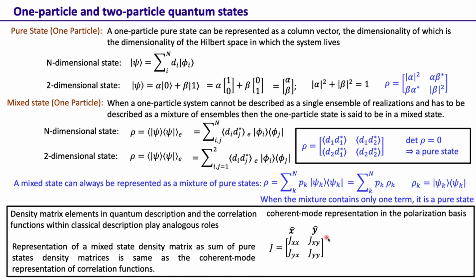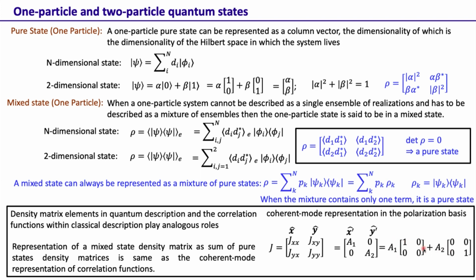So just to refresh our memories, this is the coherent mode representation we had done in the polarization basis. In the polarization basis, we wrote the polarization matrix like this in the xy basis. Then we said we can find a basis x prime y prime in which this becomes diagonal. That means in this basis we can write this J as a sum of pure states. So A1 times this quantity, A2 times this quantity.